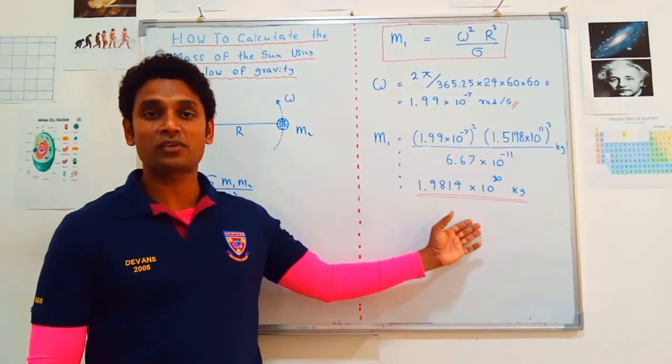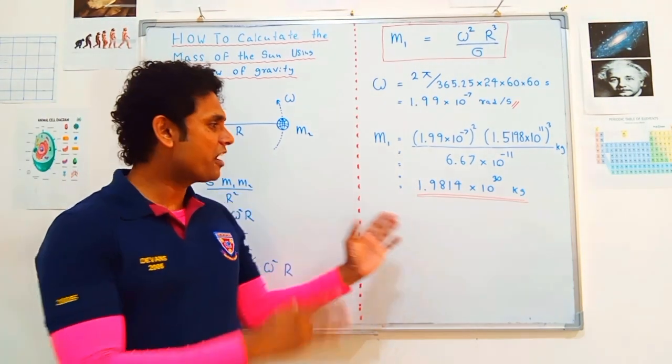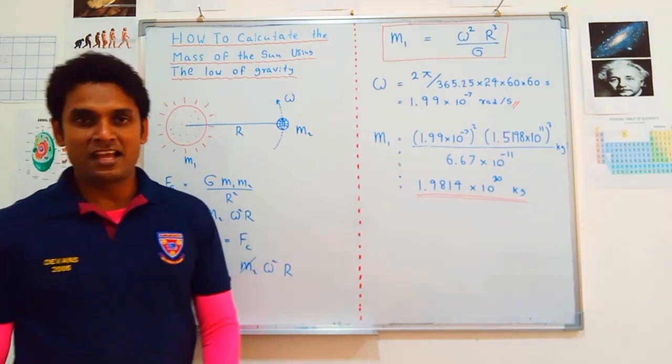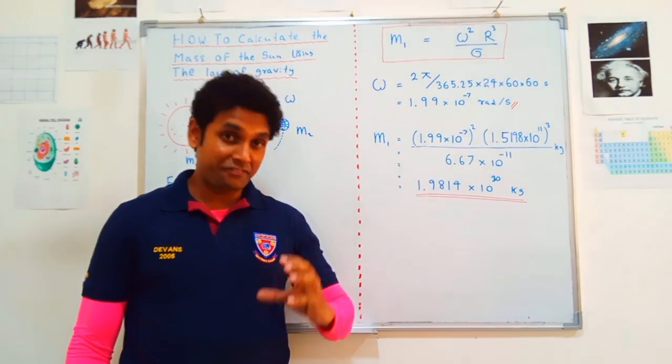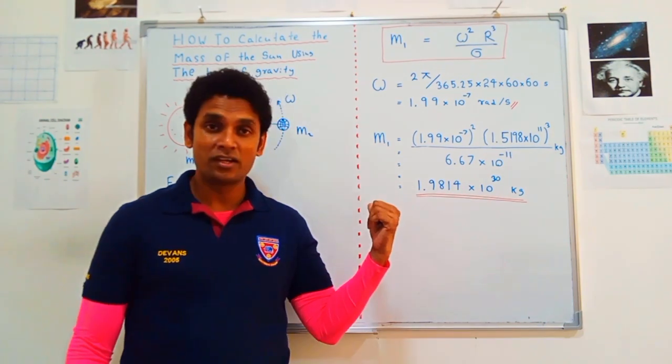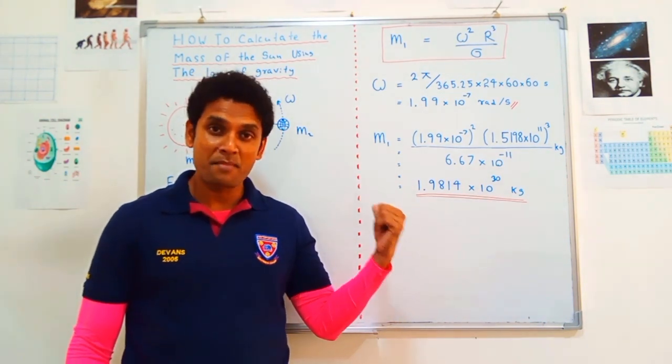Now you know how to calculate the mass of the sun very easily. You can see this calculation is very simple and very easy. Even physics students don't know how to calculate the mass of the sun. Now you all know how to calculate the mass of the sun.